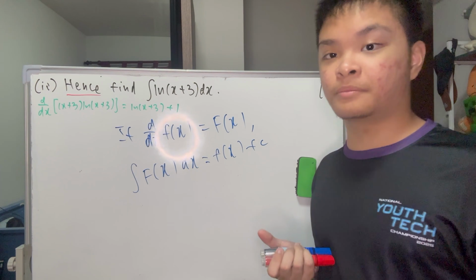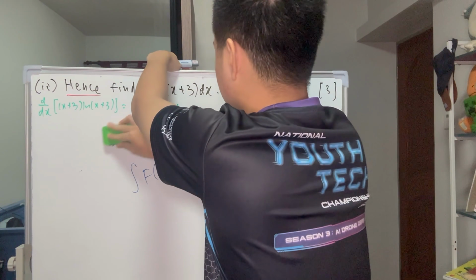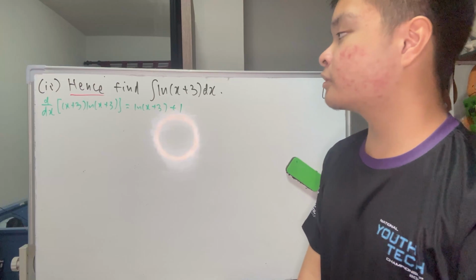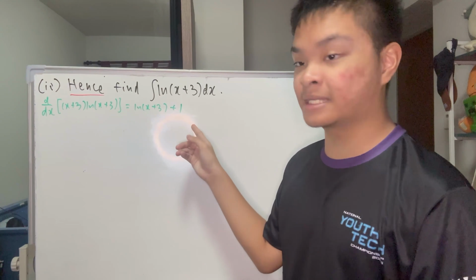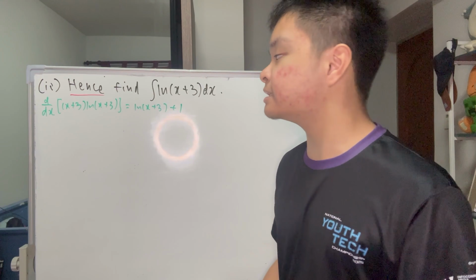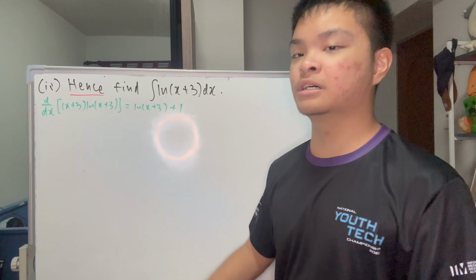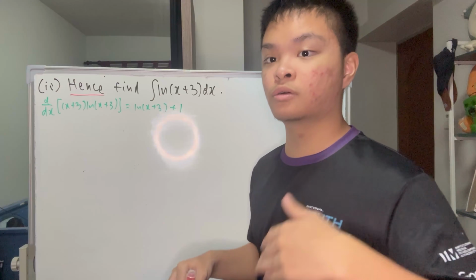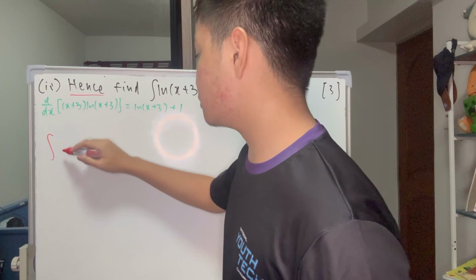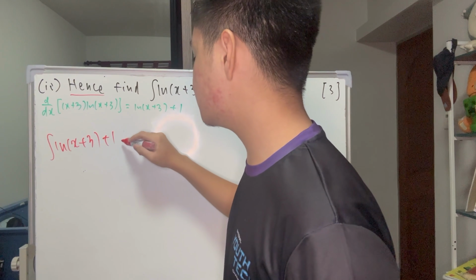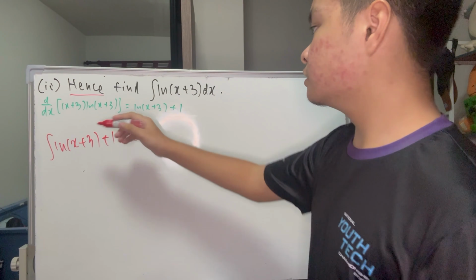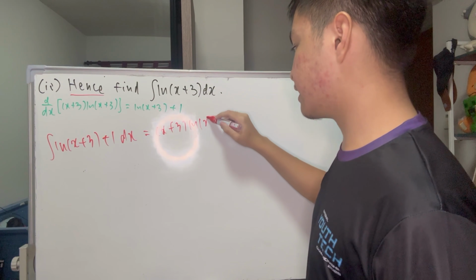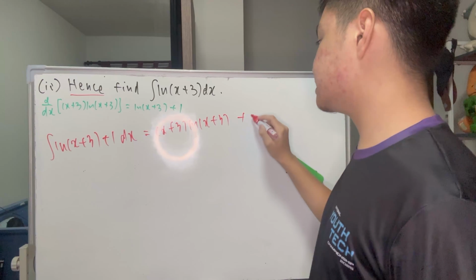So using this information, how can I solve this? Well, what I like to do always, and what my teacher likes to do, is I like to just state the obvious. What do I mean? I differentiated this to get back this. So by what I just said just now, if I integrate this, wouldn't I get back the original function? I would. So what I'm going to do is I'm going to just write that out. So integral of ln of x plus 3 plus 1 dx equals to x plus 3, then we have ln of x plus 3, but we add a c1.